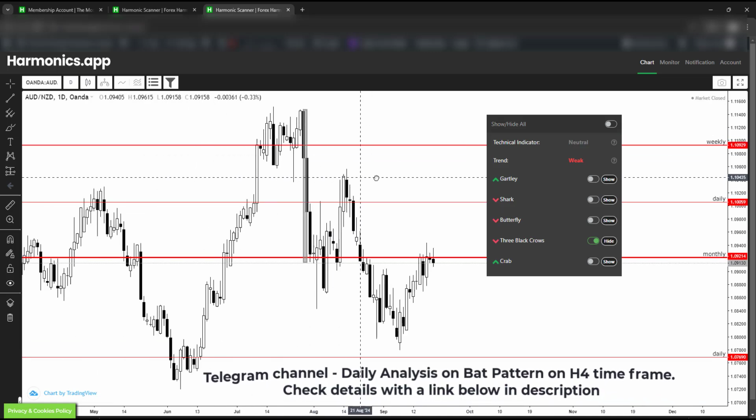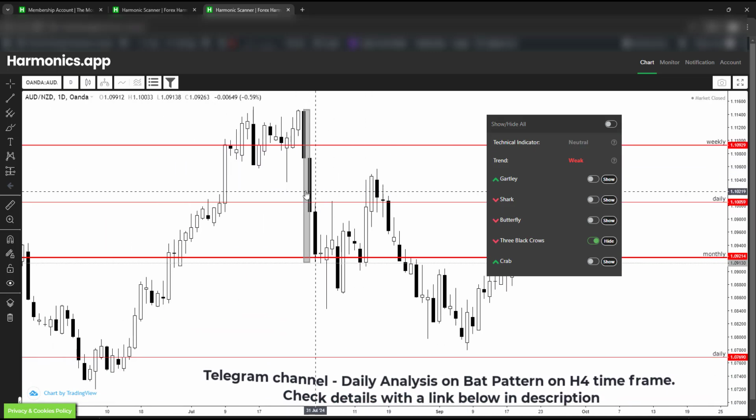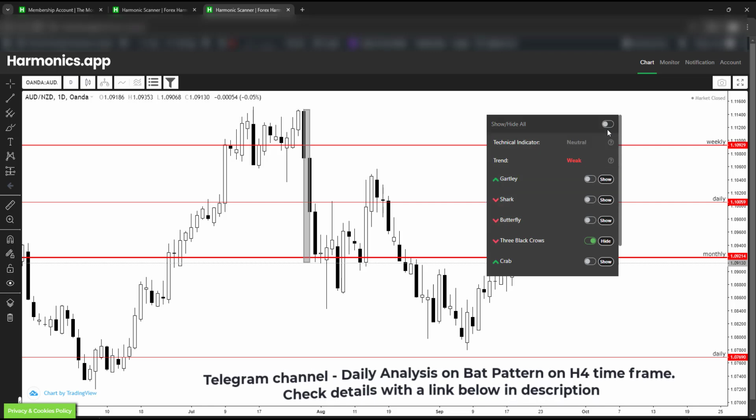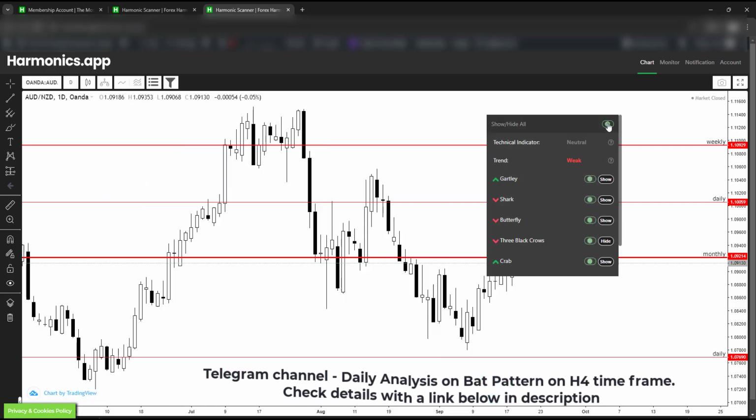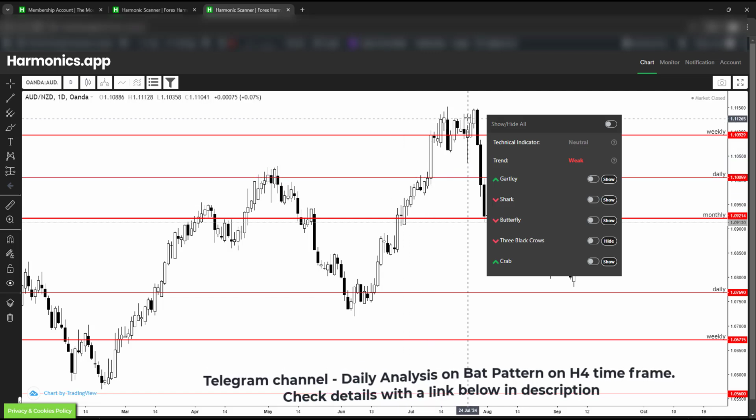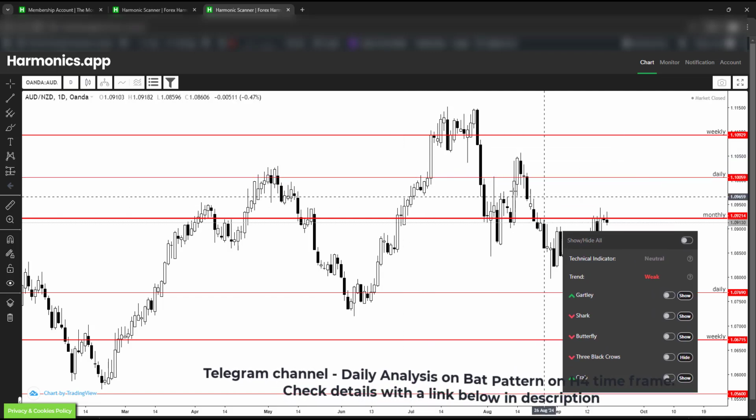Just a minute, to get a little bit closer. Now you can see. So you can also show or hide all of these if you would like to make an analysis, so you have a clean chart not showing all the patterns.